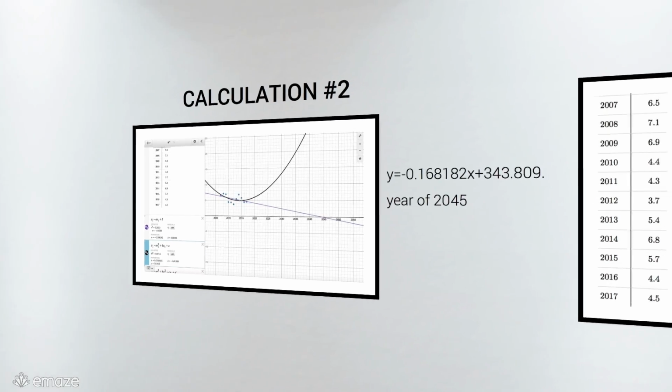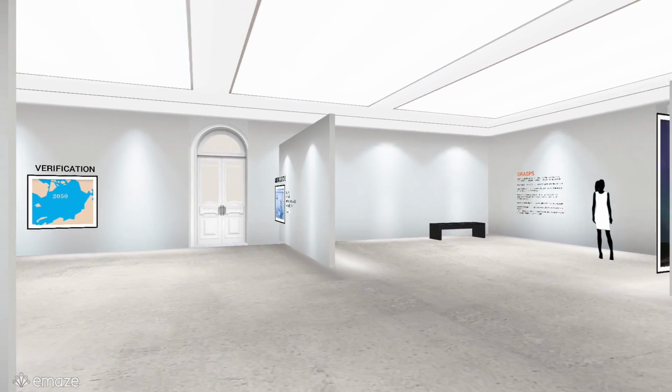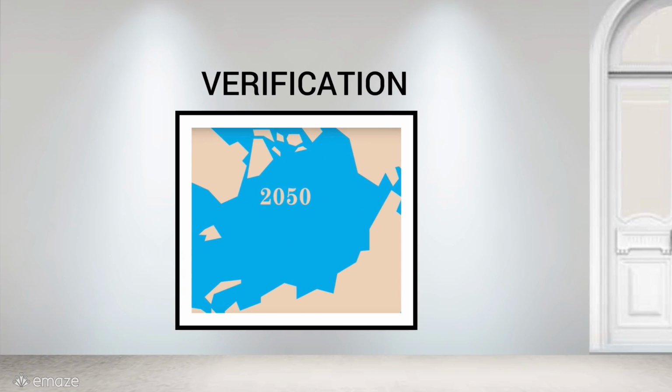So here, this is a verification. In order to verify that the result we have made is accurate, precise, and reliable, I researched and found some claims from other scientists and academically trustworthy websites. Most of the results show that the Arctic ice will disappear at around 2040 to 2050.